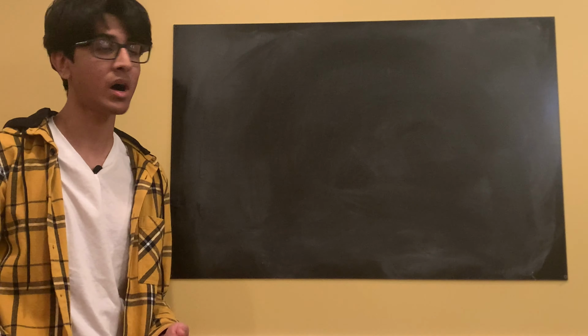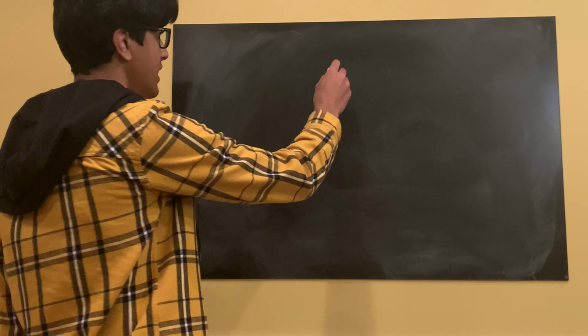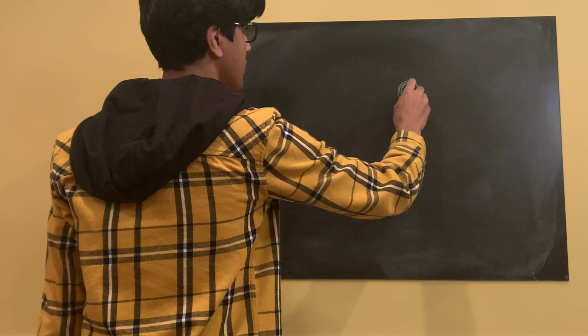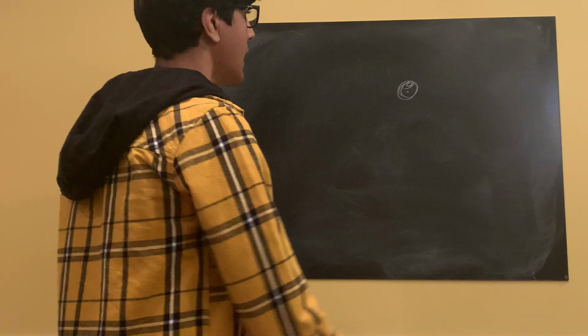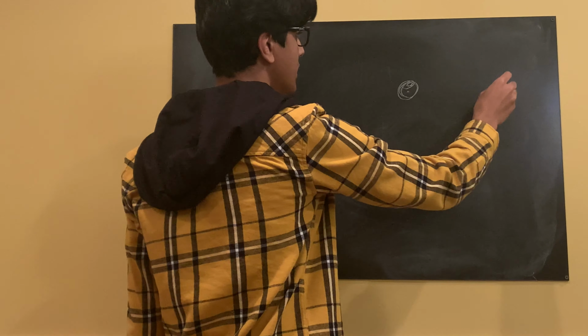I got a fun problem for you guys, which is an escape speed problem that has to do with gravitation. So let's say we have a planet over here. Let's draw a diagram. This is our planet, and around that planet we have a satellite.